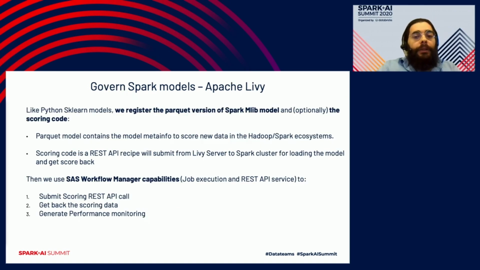So like we did so far, we train our models, we register the Parquet version of our Spark machine learning models and the scoring code. And then we use the SAS workflow capabilities, in particular the job execution and the REST API service, to submit the scoring REST API call, get back the scored data and generate the performance monitoring reports. And based on these reports, we decide if we need to retrain the model or we just wait for another scoring time.